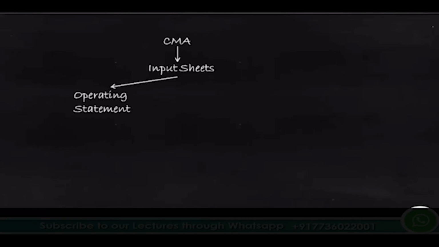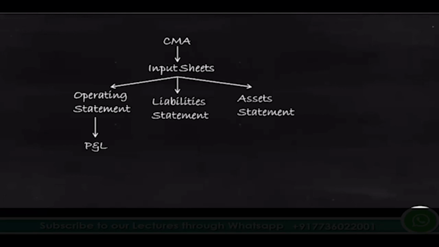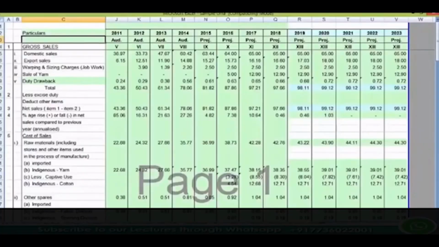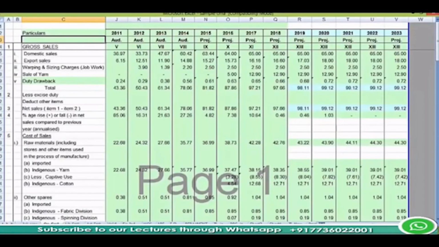So the CMA will have 3 input sheets. The first sheet is called the operating statement, which is nothing but transferring all the data from the profit and loss statement of the customer. The second statement is called the liability statement, and the third statement is called the asset statement, and details for all these will be lifted from the balance sheet. We'll see how a typical CMA will look like. This is how a typical CMA will look like.